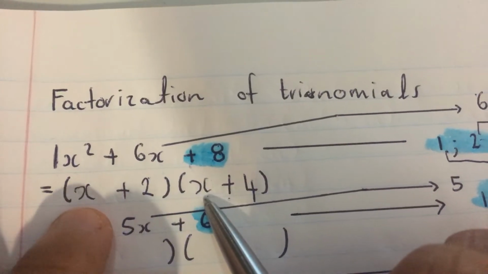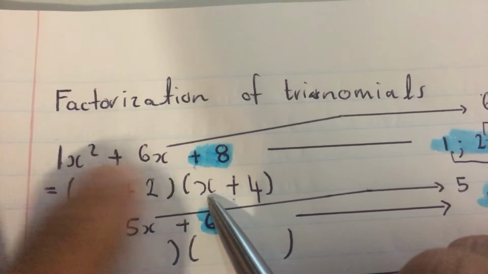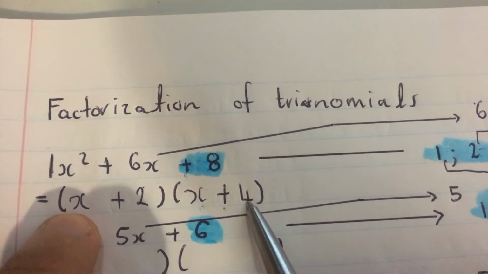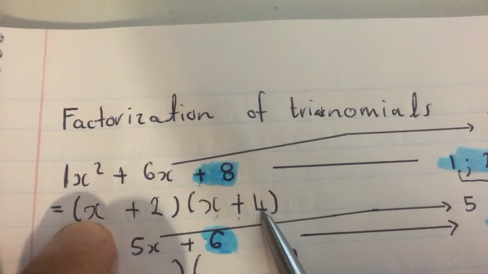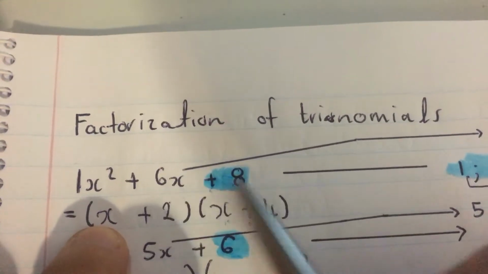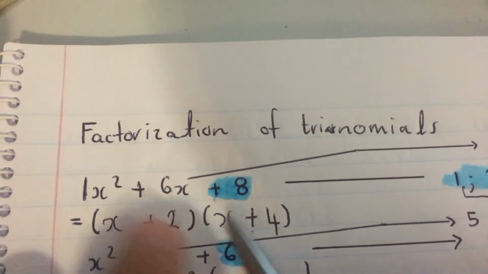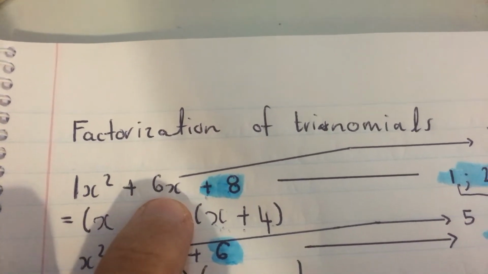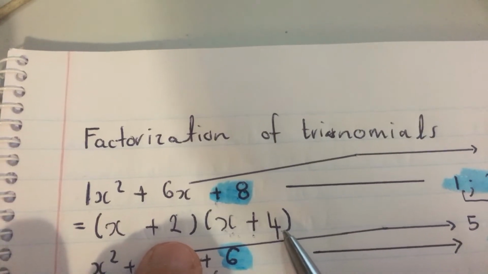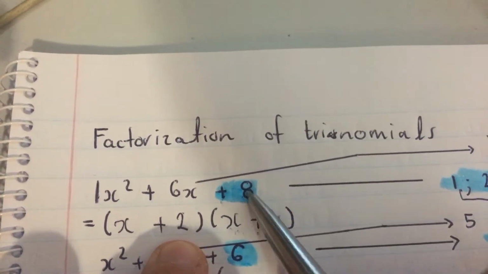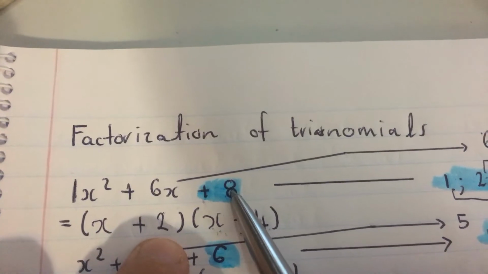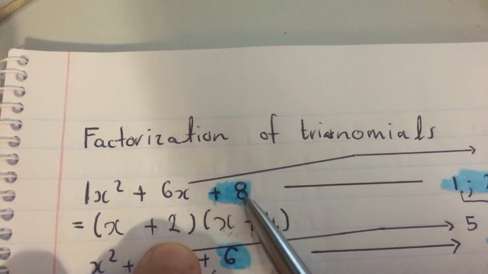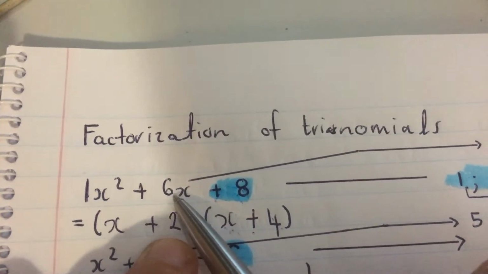x times x gives me x squared. To get my middle term, look here, 2x and 4x. Remember when I did FOIL, first outer inner last, when I multiplied the brackets out? I'll get 2x and 4x. And what is 2x plus 4x? It's 6x. Over here, let's look at the last one: 2 times 4 gives me 8. So the way we did this was we get the factors of 8, and find which factors of 8, if I add them together, will give me my middle term of 6. Let's do the next one.